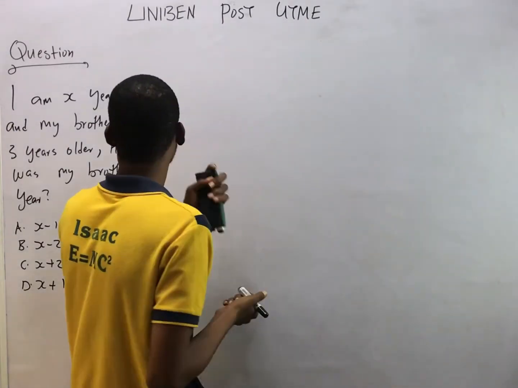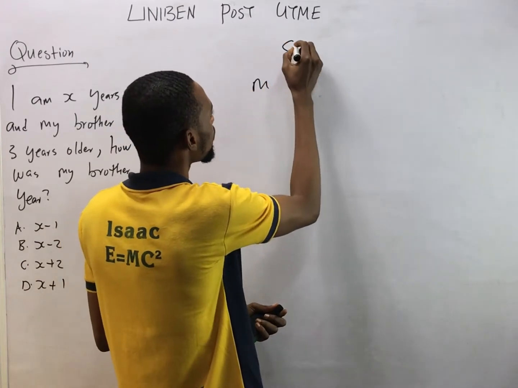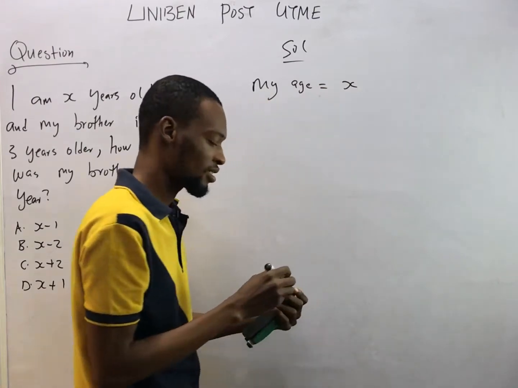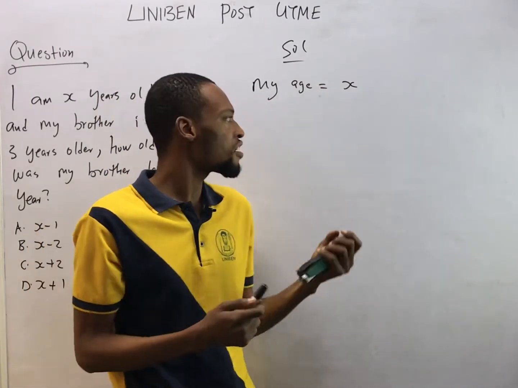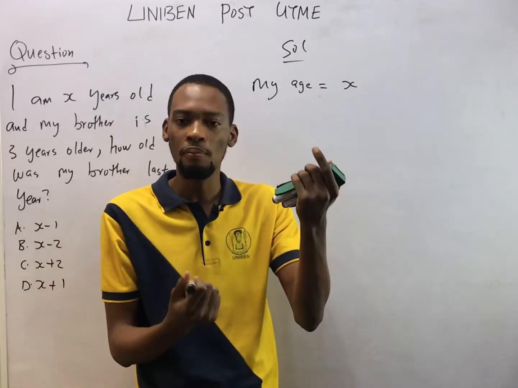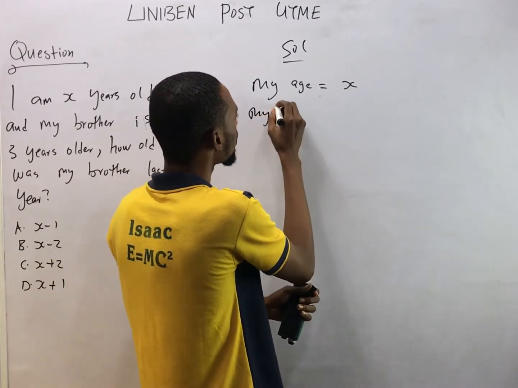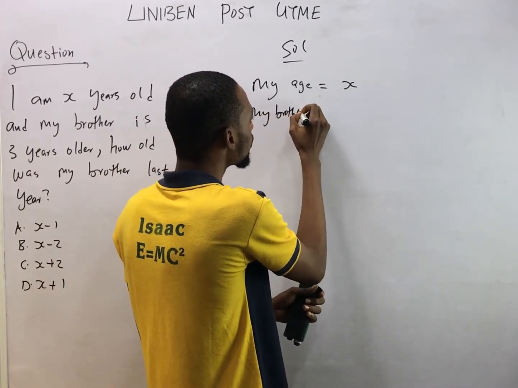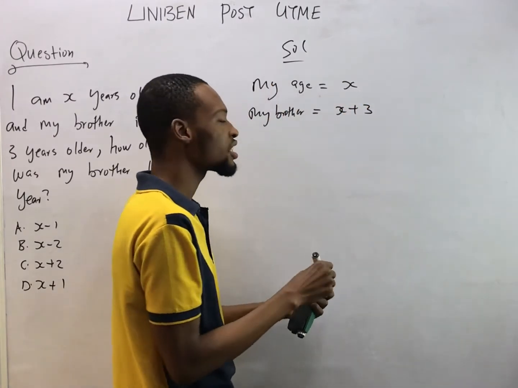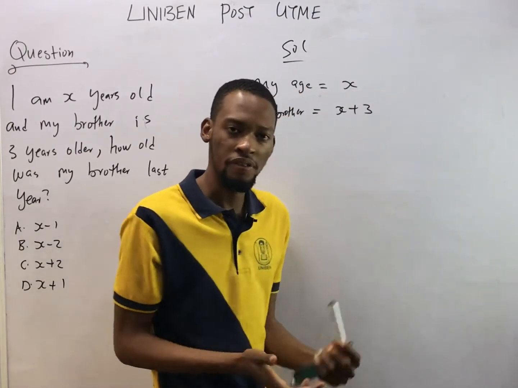Now, you start with my age. What is my age? My age is equals S. Now, if my brother is 3 years older than I am, it means my brother is my age plus 3, right? So this means my brother's age will be equals S plus 3. So this is my age now, and this is my brother's age now, S plus 3.